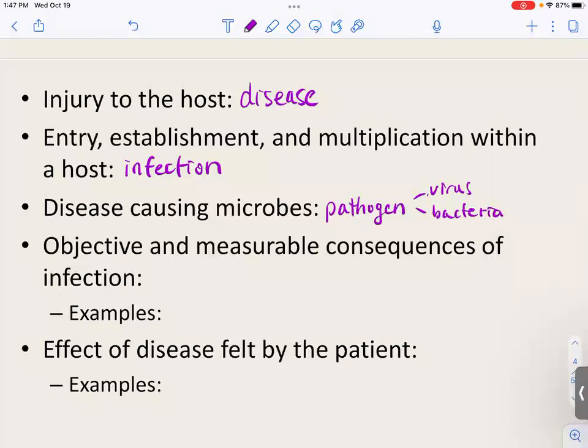Usually, if that disease-causing microbe is a fungus or a protozoa, we refer to it as a parasite. But I saw that the book is not really consistent there. It called Plasmodium, the protozoa that causes malaria, a pathogen.